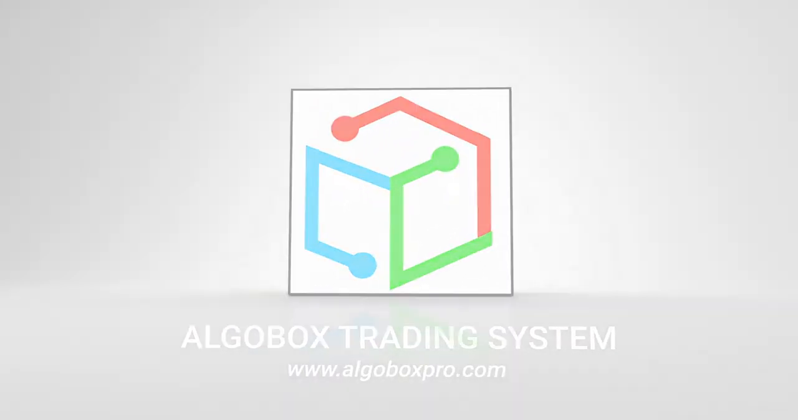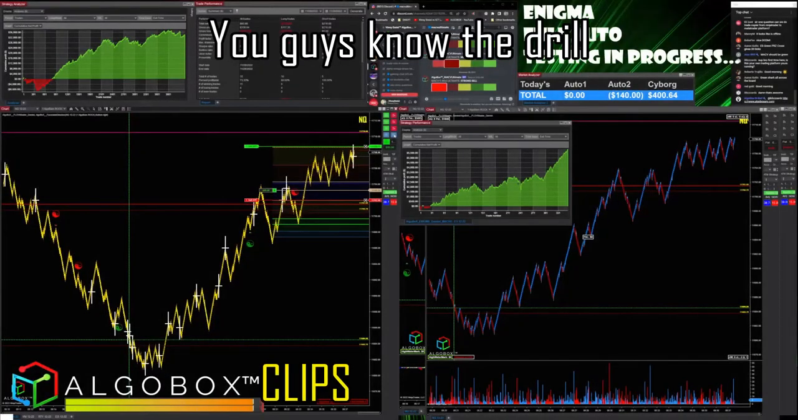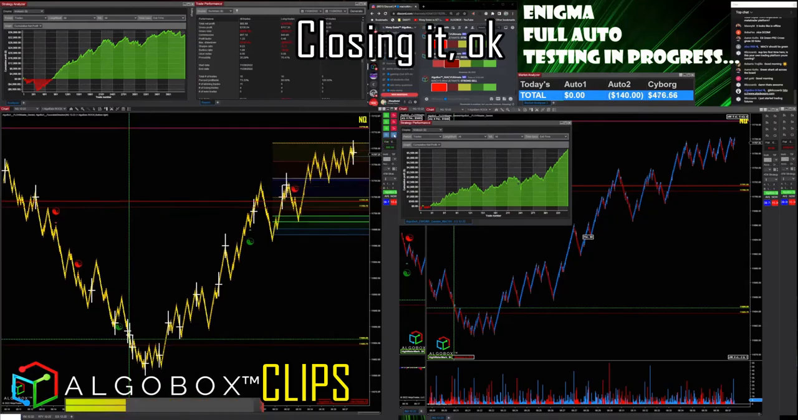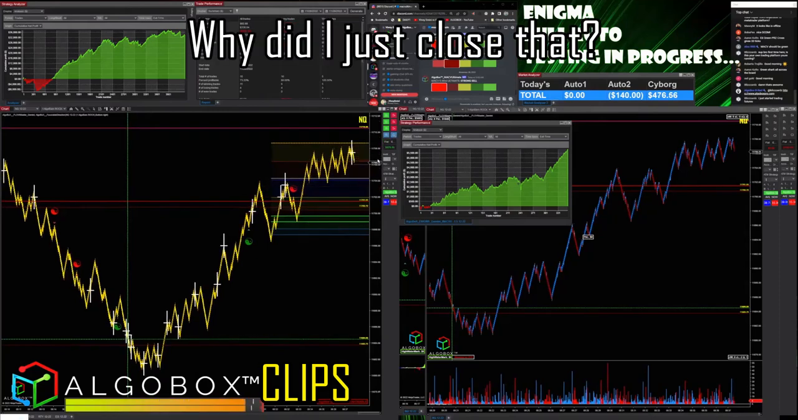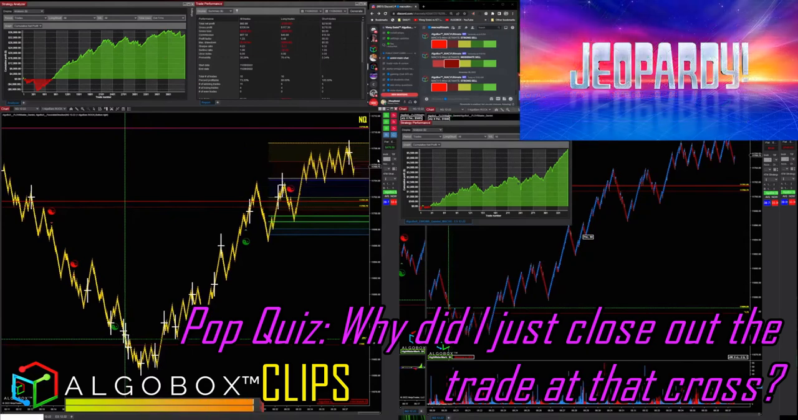ALGOBOX clips. Okay, cross right here. Got my finger over the close. You guys know the drill. Closing it. Okay. Why did I just close that? Pop quiz for all of my members. Why did I just close out that trade there at the cross?